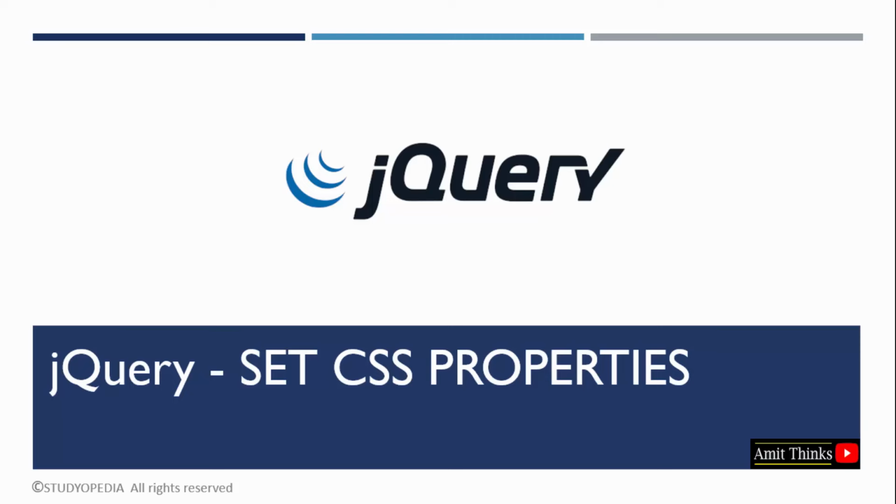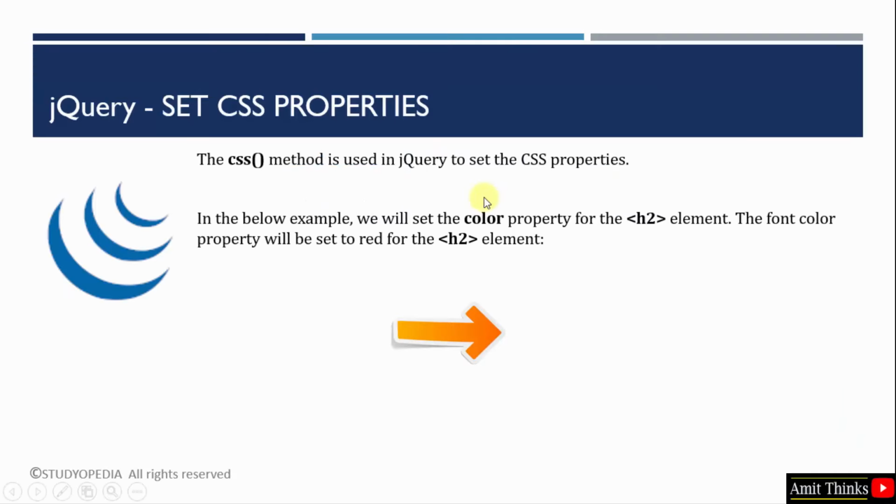In this lesson, we will learn how to set CSS properties. jQuery has a built-in method to set CSS properties on a web page. We will also see an example. Let's start. To set CSS properties on an element, we can use the CSS method.